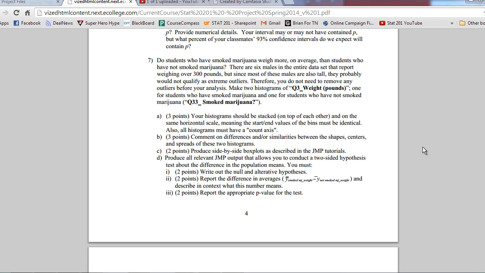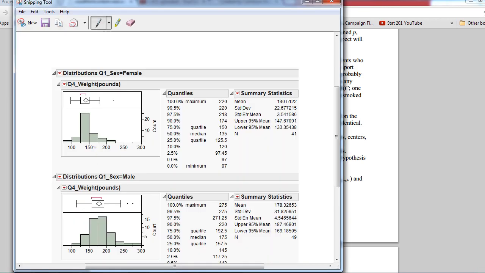Comment on the differences and similarities between shape, center, and spread of these two histograms. What is shape? Shape would be unimodal and symmetric, and there's some skew to it. You could say right skew. They have some small right skew. But that's what shape is. Center would be more, since we're saying they have a little bit of a skew, we probably want to use the median. The median for males is much higher than the median for females. So males on average, the average male weighs more than the average female, kind of obvious there.